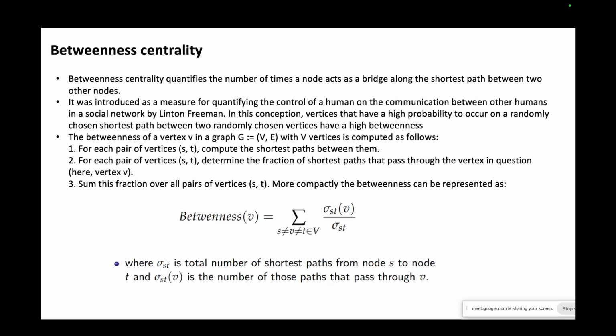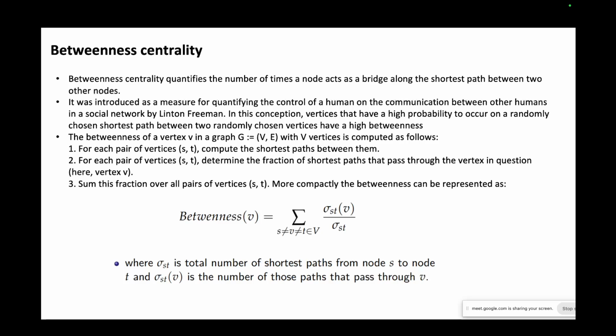It's actually that. So what it means is, betweenness centrality of a node, intuitively, is how many times it is in between two different nodes. How many times it is in the shortest path between two different nodes. How many times, if you want to go from one node to another, you have to pass through that node.